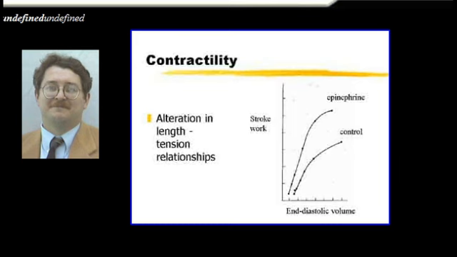The increased stroke work with administration of epinephrine or other inotropes reflects the increased contractility, or increased contractile state, of the myocardium. This is a difficult thing to quantitate in the intact animal or patient, as preload, afterload, and contractility all vary. However, the concept of contractility is best described as alterations in the length-tension relationships.